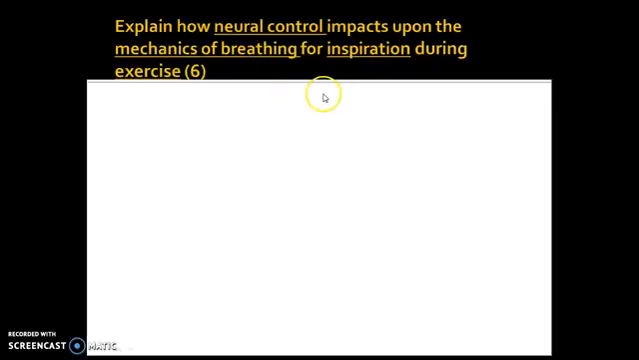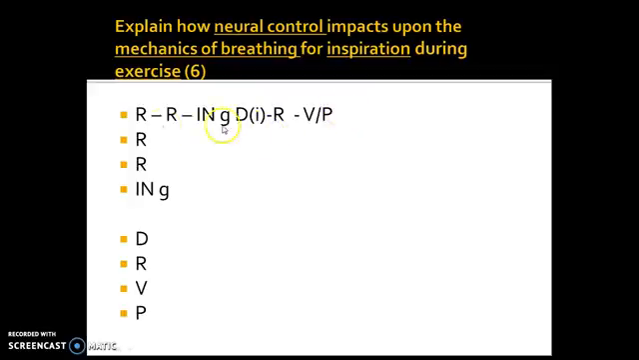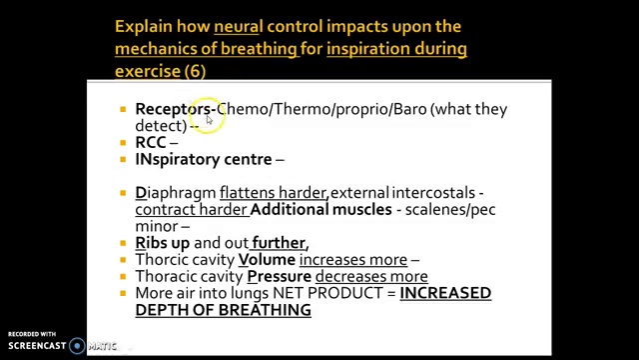So what I need you to do is, if it's neural control, you are going to use the following memory method. You're going to ring Dr. VP. Okay, so ring Dr. VP. That then translates to the following. Receptors. Okay, so chemo, thermo, proprio, baroreceptors detect what they've detected all along.